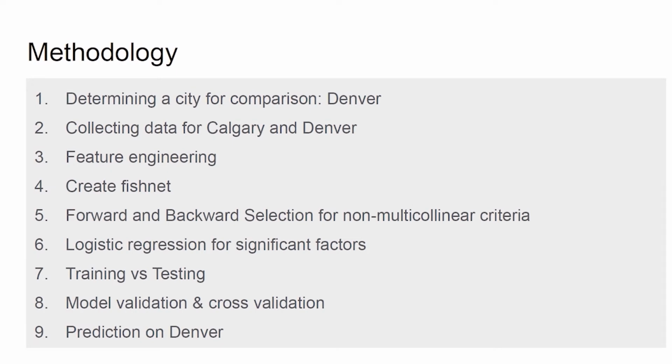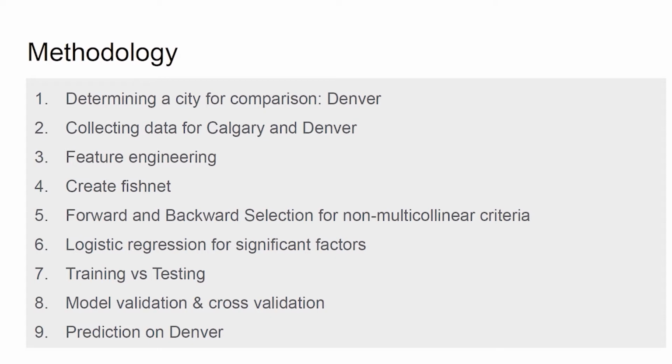Now the methodology for the model is as follows. Determine a city for comparison, that we select Denver, then collect data for Calgary and Denver, and then do feature engineering and create fishnet by the size of 300 by 300 and put the features into the fishnet and then export it from GIS and import it to R.